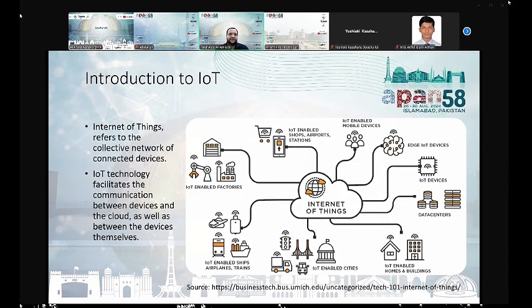So first of all, Internet of Things refers to a collective network of connected devices. This technique facilitates the communication between the physical devices and the digital worlds. So the Internet of Things technology creates this communication between the devices and enables them to connect to each other in a network. As we know, nowadays this technology is widely spread in different applications. For example, we have the Apple ecosystem and the Huawei ecosystem. This is an example of a small network of Internet of Things.